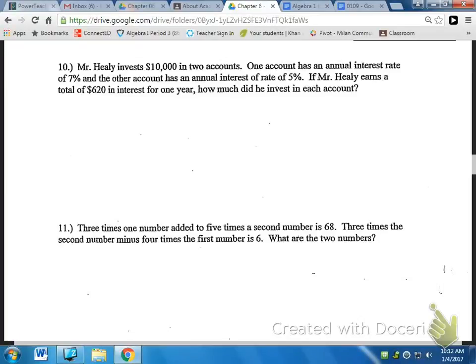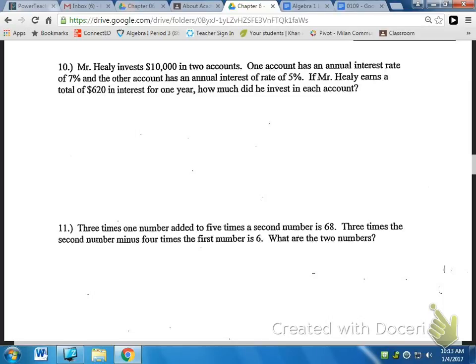All right, this is the Chapter 6 System of Equation word packet. And we're looking at number 10. It says Mr. Healy invests $10,000 in two accounts. One account has an annual interest rate of 7%, and the other account has an annual interest rate of 5%. If Mr. Healy earns a total of $620 in interest for 1 year, how much did he invest in each account? So here's what you're going to do with this problem.